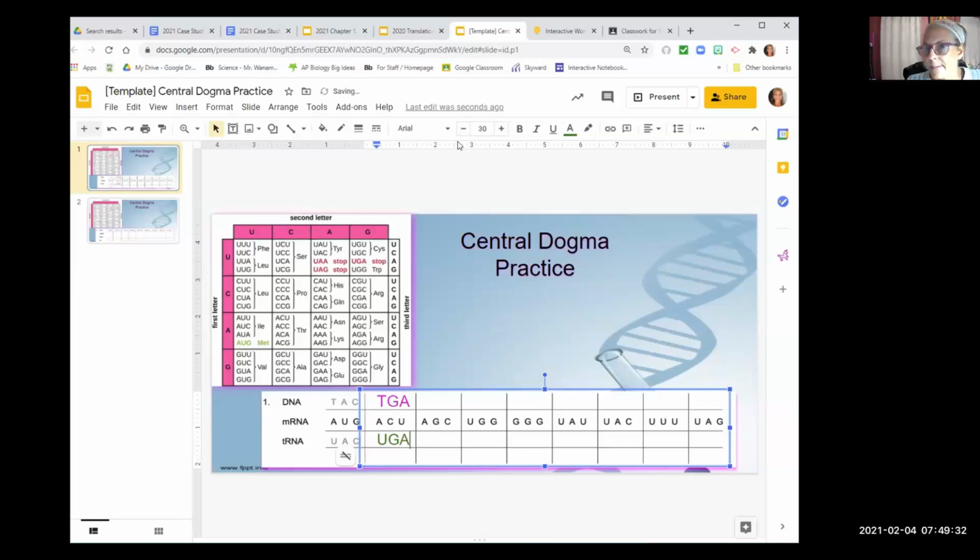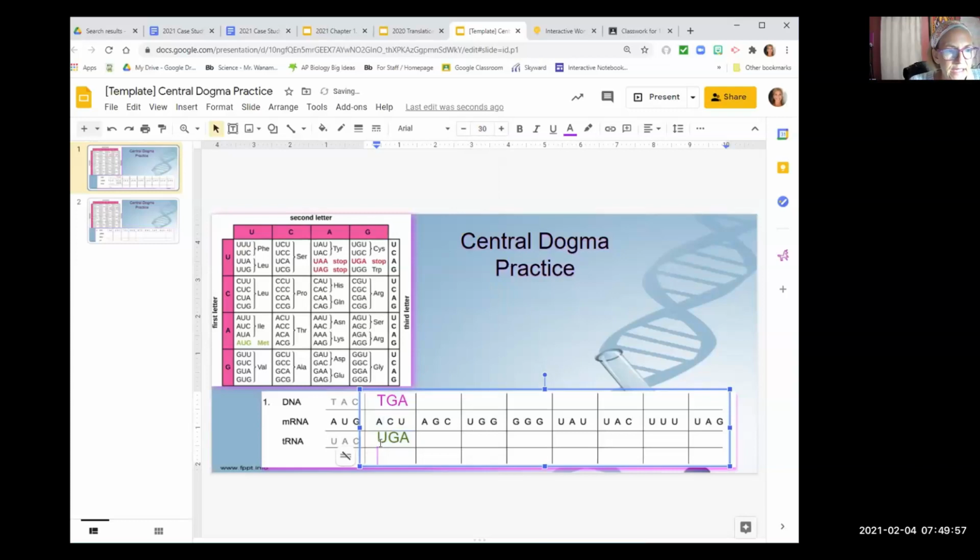So I forget who asked yesterday. So basically, is the DNA and the tRNA the same? Yep, except you substitute the U for the T. So if you have them being the same, you know that you're right on track. I'm going to try 28 for my font size. Ooh, no, 29. Okay, I'm going back to 30.